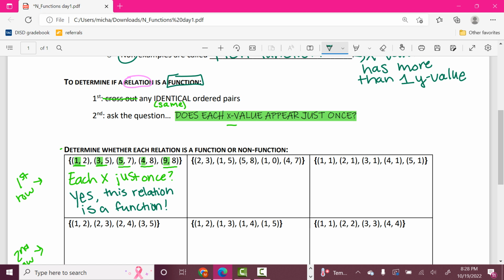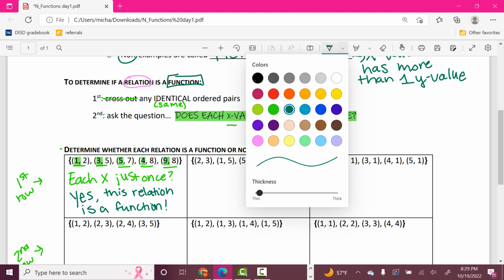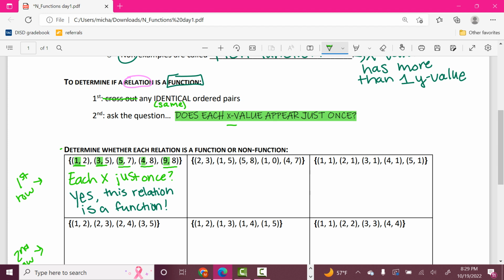Okay. Looking at the one to the right of that, we first cross out any identical ordered pairs. The ordered pairs we have, go ahead and try to underline them on your own. We underlined the ordered pairs 2, 3, 1, 5, 5, 8, 1, 0, and 4, 7. We've underlined 5 different ordered pairs. None of them were identical, so I don't cross out any ordered pairs. Now I ask the question, does each x value appear just once?